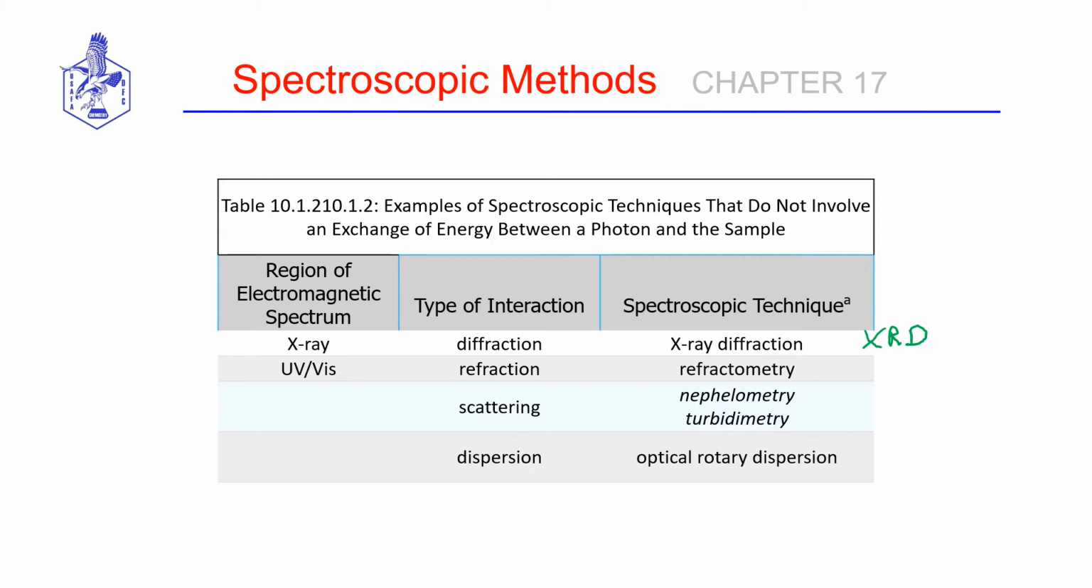And then in the UV visible spectrum, we have the refraction technique, refractometry. And if light is scattered, these two techniques help us to decipher the size of macromolecules. And finally, we can study the dispersion of light in the ultraviolet visible to give us some idea about the optical rotary nature of species.